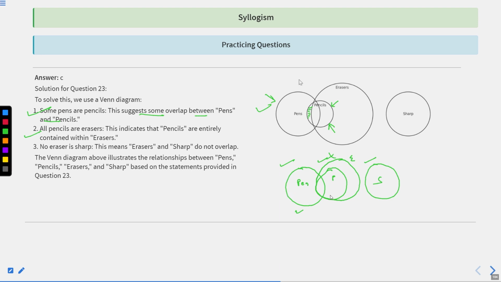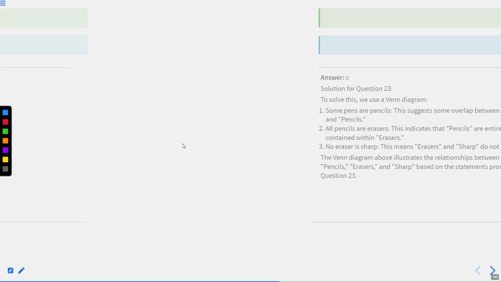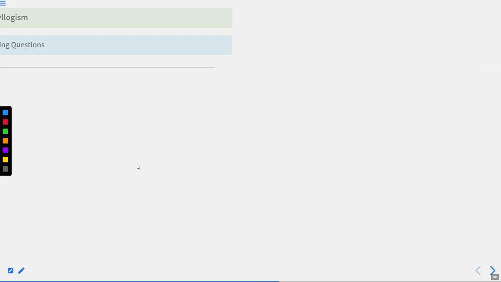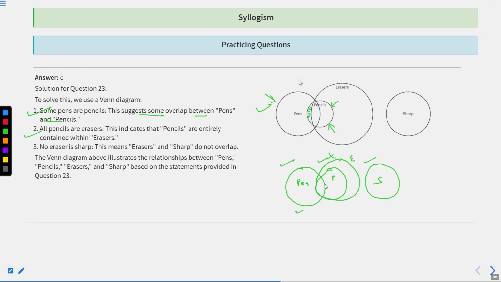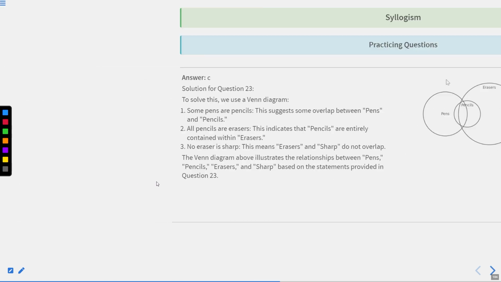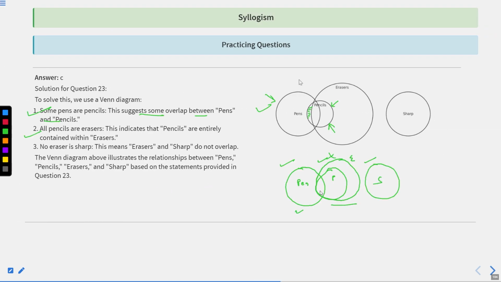Based on the Venn diagram and the statements provided, we will try to figure out whether this particular statement is correct or not. Some pencils are not sharp, since there is no relation between pencils and sharp. The first statement is following. Now, all pens being eraser is a possibility.